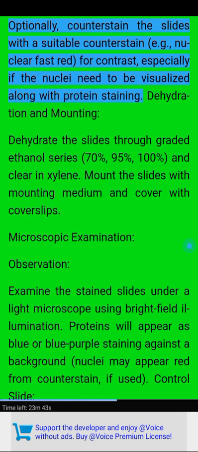Counterstaining, optional. Optionally, counterstain the slides with a suitable counterstain, e.g., nuclear fast red for contrast, especially if the nuclei need to be visualized along with protein staining. Dehydration and mounting. Dehydrate the slides through graded ethanol series, 70%, 95%, 100%, and clear in xylene. Mount the slides with mounting medium and cover with cover slips.